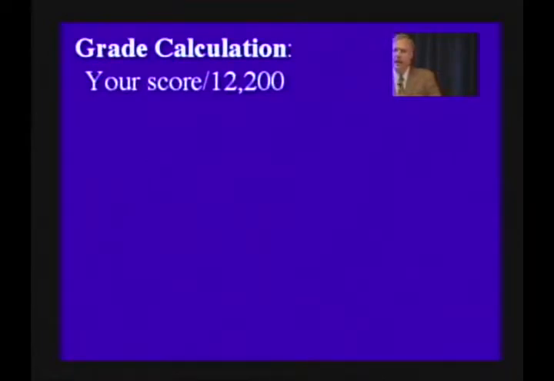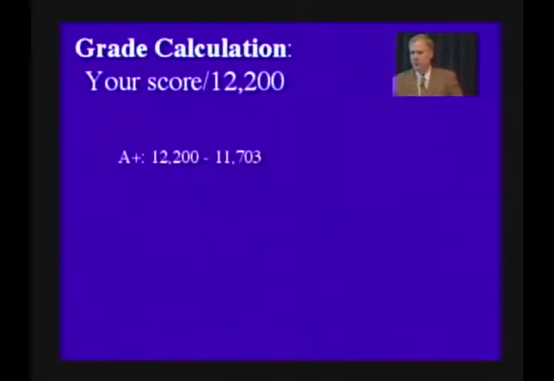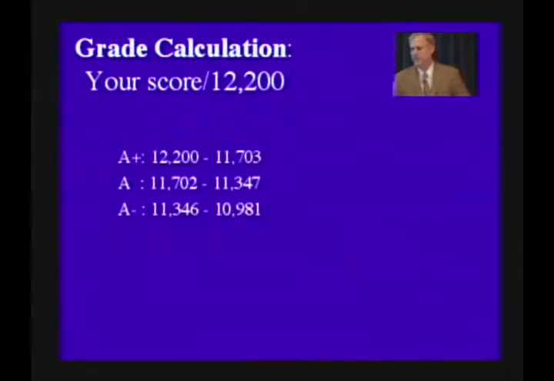Now, how am I going to grade your portfolio? How are you going to get your grade? Essentially, it's going to be like this. For an A+, you need to score between 12,200 and 11,703. A will be 11,702 to 11,347, and an A- will be 11,346 to 10,981. So that's your range for your A's.